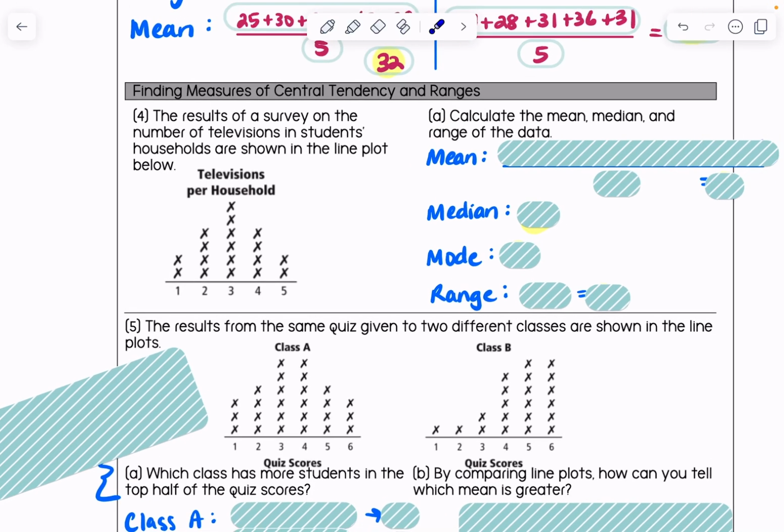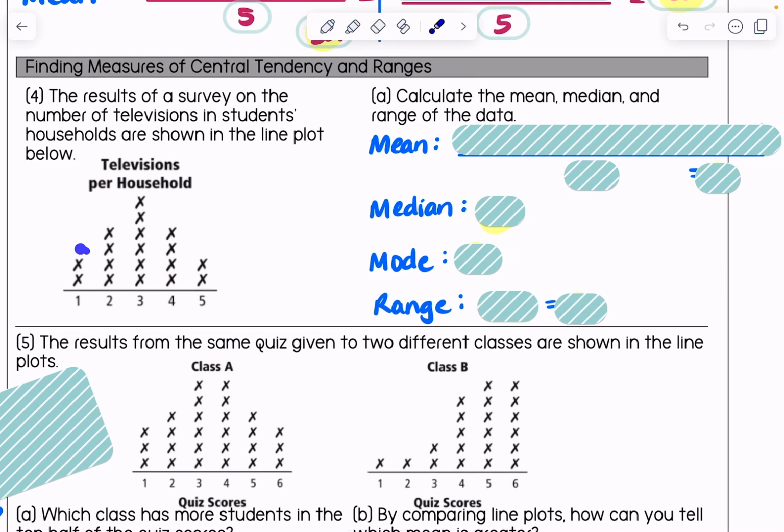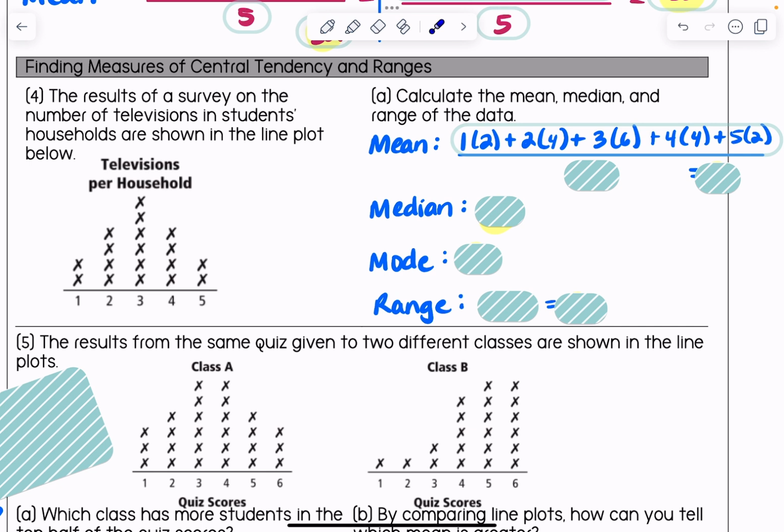So for the mean, I'm going to put 2. So 2 people said they had 1 television. Or I can do 1 times the 2 people, plus 2 times the 4 people, plus 3 televisions times the 6 people that said they had it, plus 4 televisions times the 4 people that said that, and plus 5 televisions times the 2 people that said that. All divided by the total number of people that were polled, or you can just count up the X's, which is 18. That in your calculator would end up being 3.